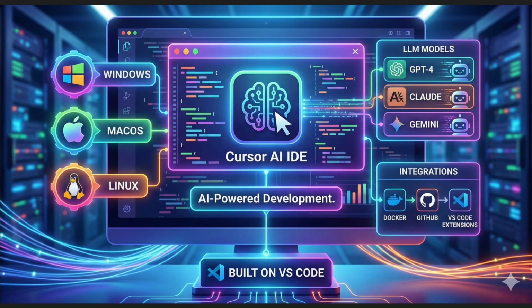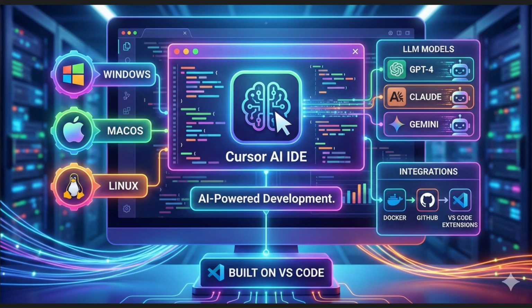Also, another best feature is that it supports multiple LLM models like GPT-4, Claude AI, and Gemini models, etc. The final one is that it can integrate with various platforms like GitHub, Docker, and Visual Studio Code extensions, so that we can execute full development workflows. So these are some of the basic features we can use when we are working with Cursor AI. Now we will start the actual installation part.